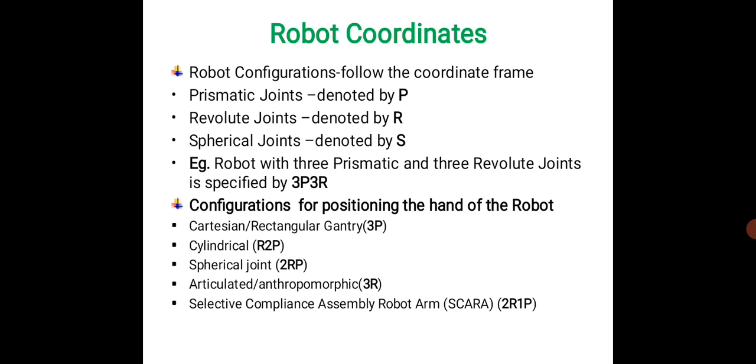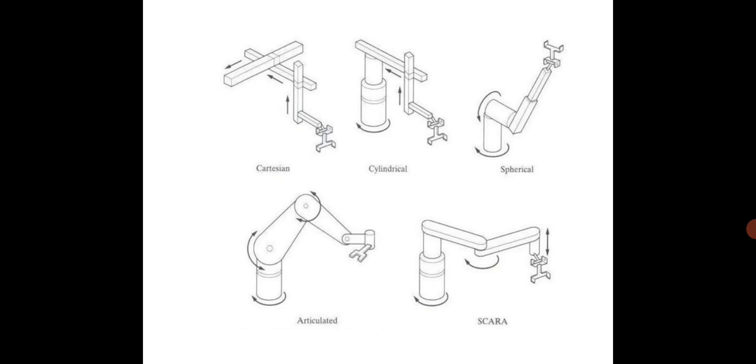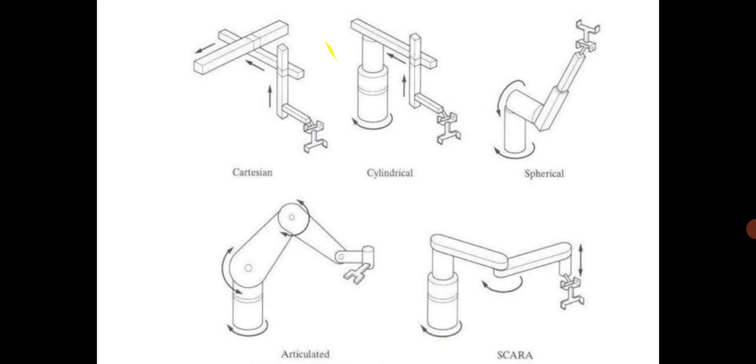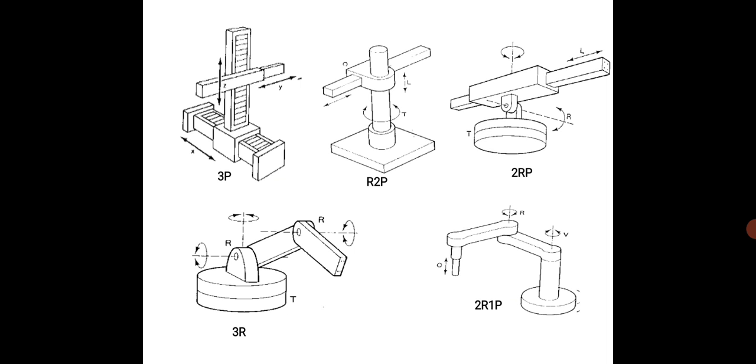For configurations used for positioning the hand of the robot, we have 5 types of configuration, which we call Cartesian, cylindrical, spherical, articulated, and SCARA. In the brackets, the respective number of joints are given. For example, in the first case it is 3P, which is 3 prismatic. In the spherical configuration, you can see 2 revolute and 1 prismatic.